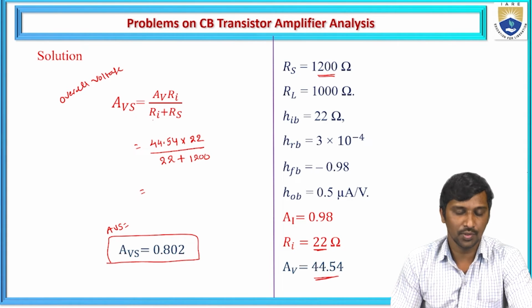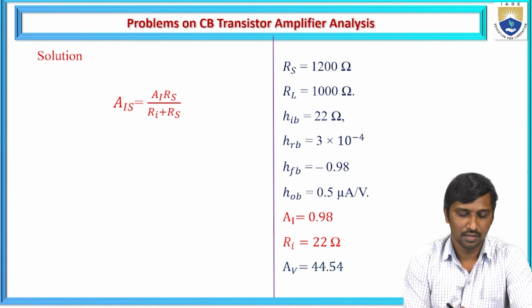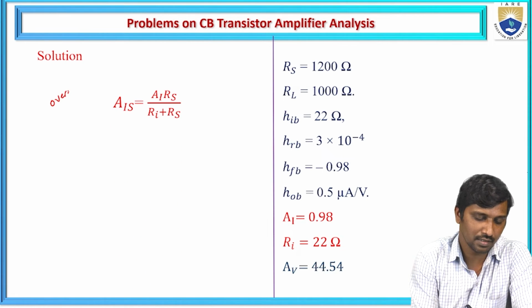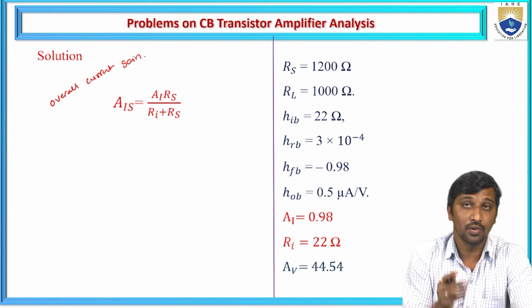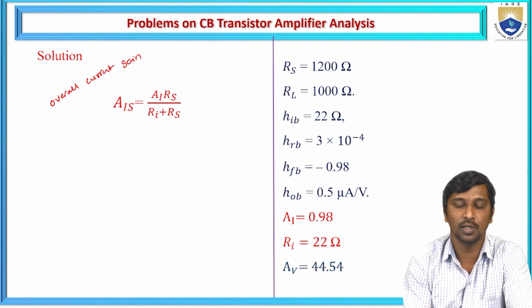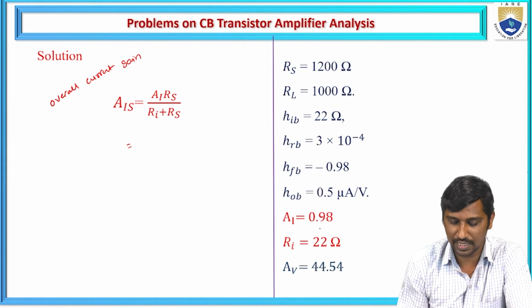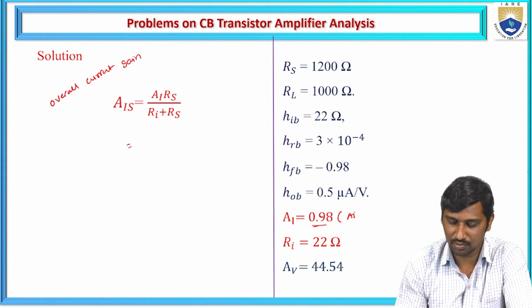Similar to that, we need to calculate the overall current gain. The overall current gain is represented as AIS, that is AIS is equal to AI into RS by RI plus RS. This is an approximate measure under approximate analysis.